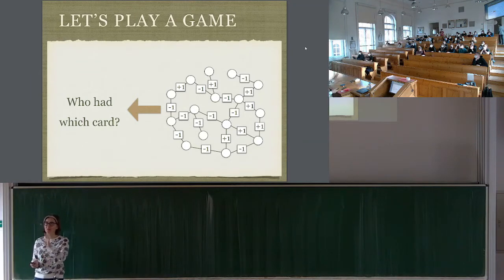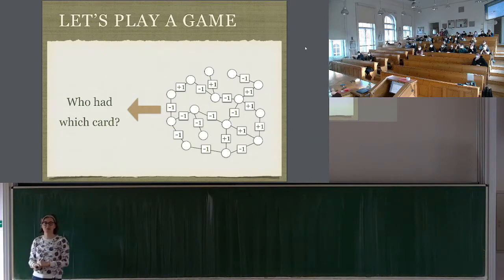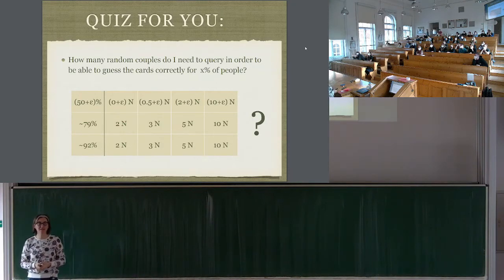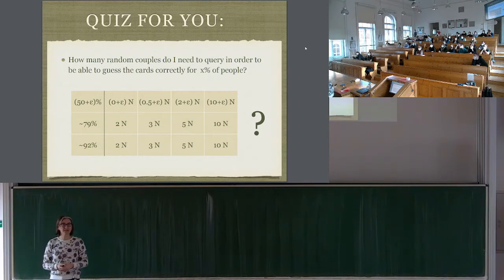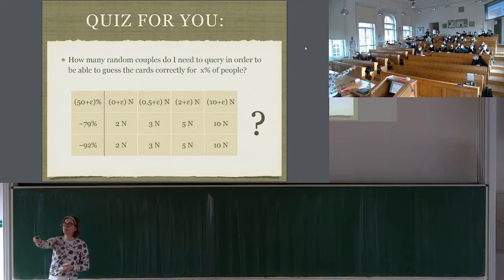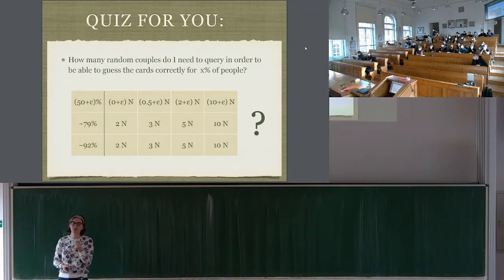Now my job is to take this graph and split the class into 2 groups so that most of the people in one group have the same card. Okay. So now a quiz. How many questions do I need to ask to have a certain performance on this thing? So let's just, for instance, look at the first line. There I'm asking, I want to do a bit more than 50%, to be right in a bit more than 50%.